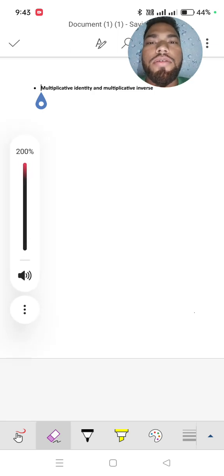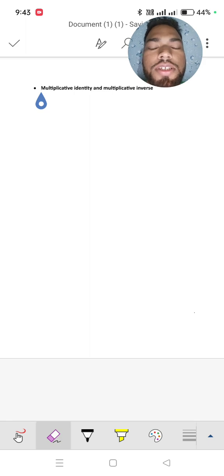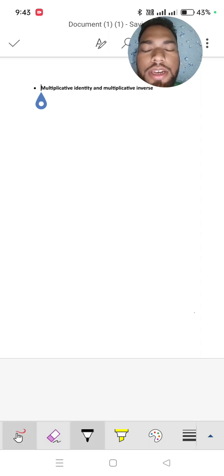Today we are going to discuss the multiplicative identity and multiplicative inverse, as you see on the screen. First we are discussing the multiplicative identity. One is known as the multiplicative identity. Why is one known as the multiplicative identity?